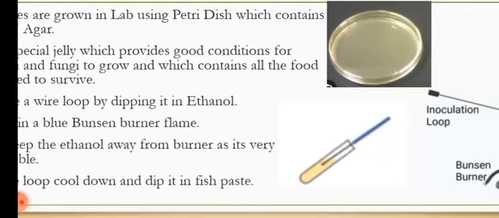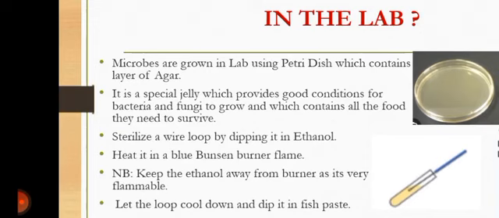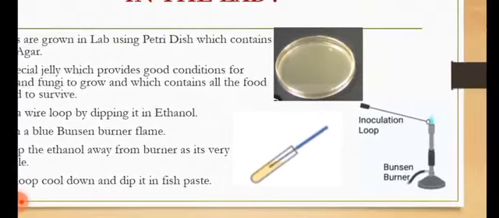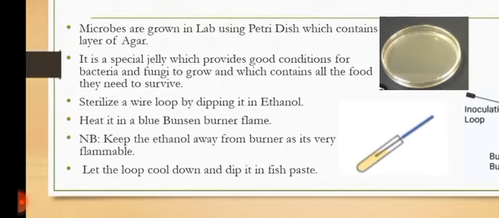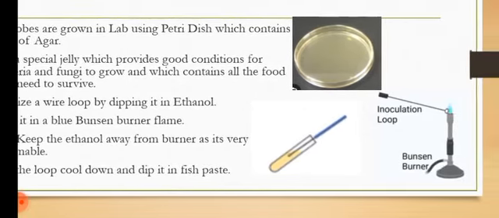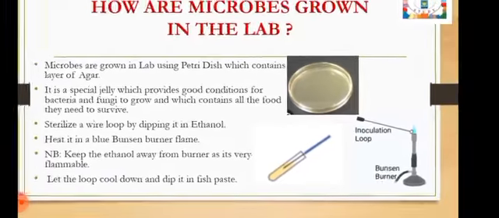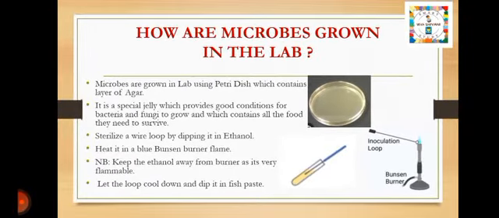So here in the picture it is seen that we are doing an experiment. Sterilize a wire loop by dipping it in ethanol. Heat it in the blue Bunsen burner flame as shown in the diagram here. Care to be taken is to keep the ethanol away from the burner as it is very flammable. So students, you have to do this experiment under adult supervision or in labs where there are lab assistants or teachers available to guide and assist you.